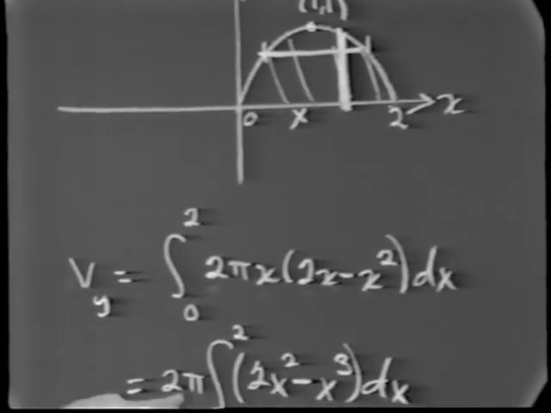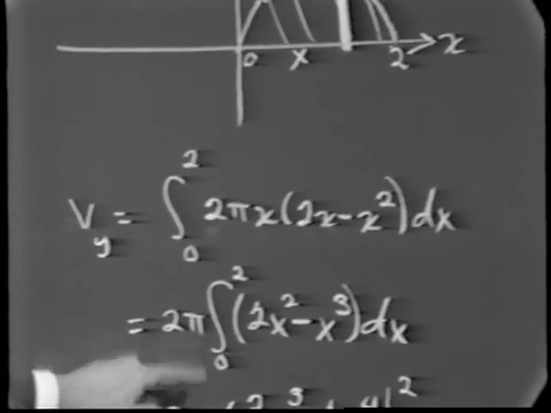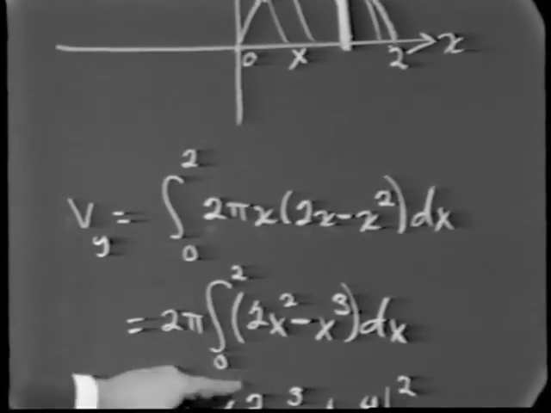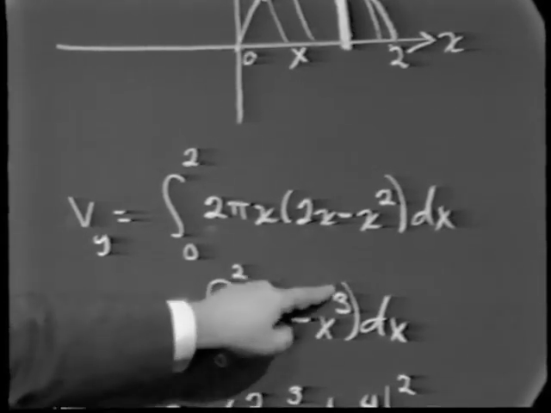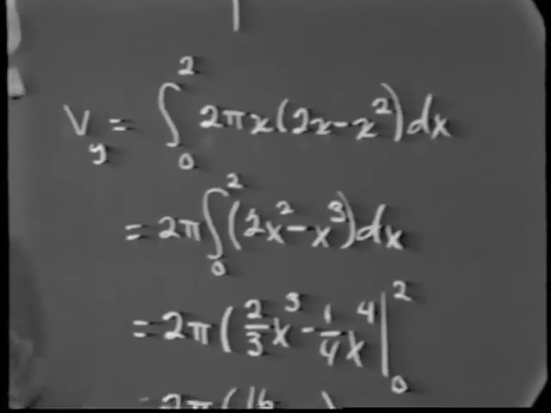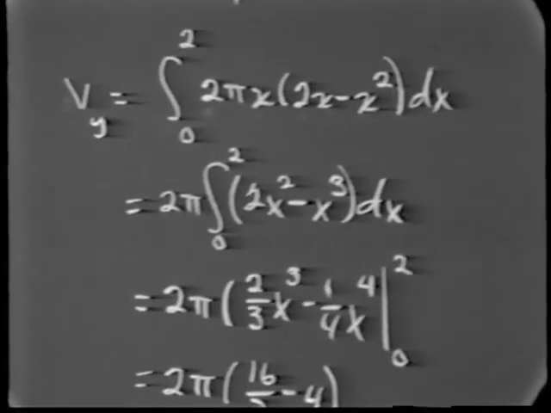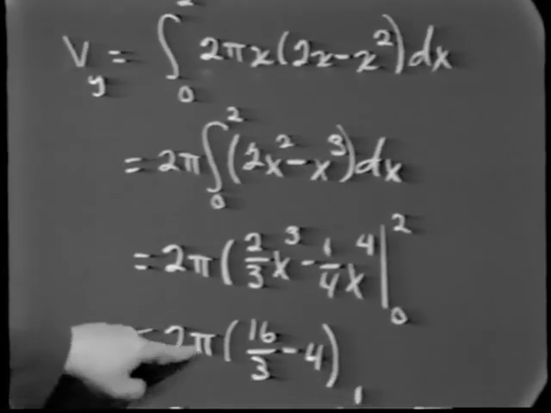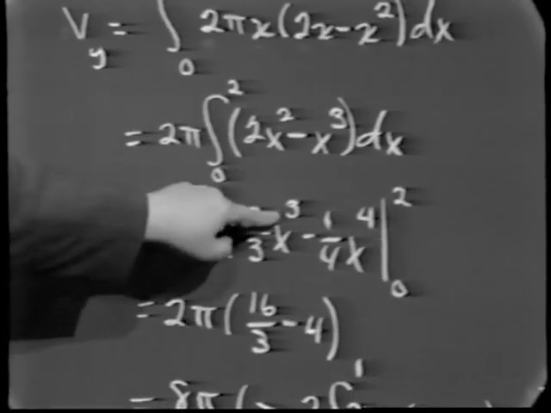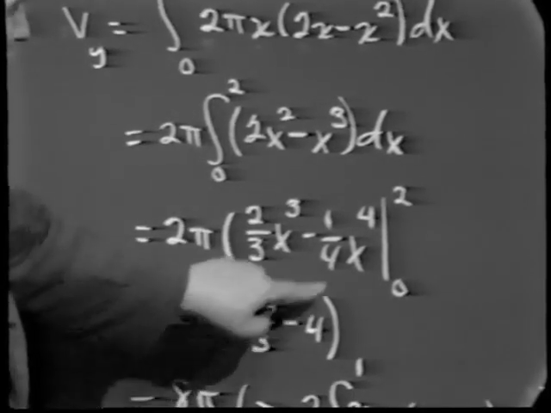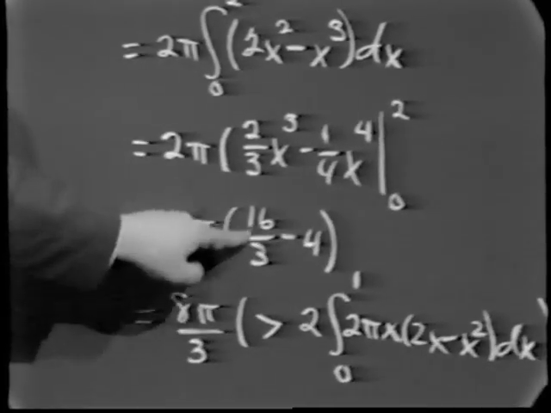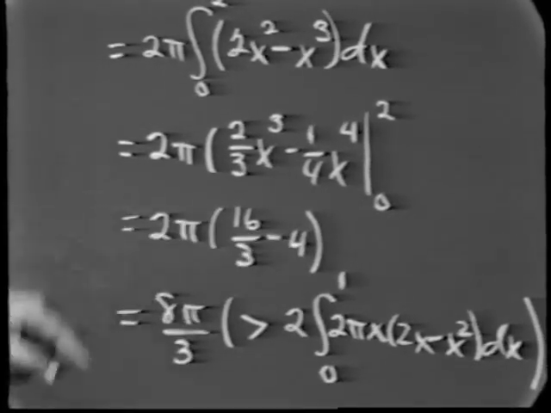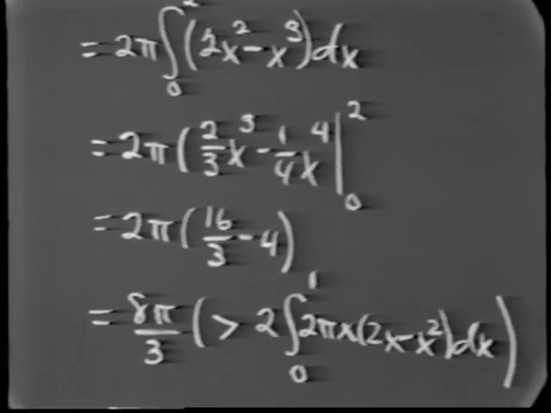Okay? At any rate, factoring out the 2 pi and just observing that the integral of 2x squared is 2/3 x cubed. The integral of x to the 4th is 1/4 x to the 4th. Evaluating that between 0 and 2, I get what? 2 pi times 16/3 minus 4. The lower limit is 0 here. This just comes out to be 16 minus 12 over 3, that's 4/3, times 2 pi. That's 8 pi over 3.